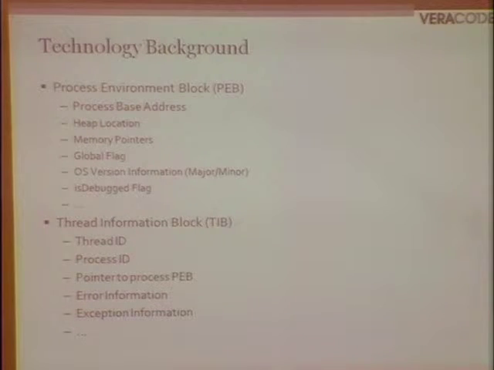I mean, it's big. The thread information block contains all the parameters associated at a thread level that we would be interested in. Thread ID, parent process ID, pointer to the PEB is located within the thread, error information, exception information. So these are structures that hold information about the process and thread that we can directly query to determine if our process or thread is running underneath the debugger.